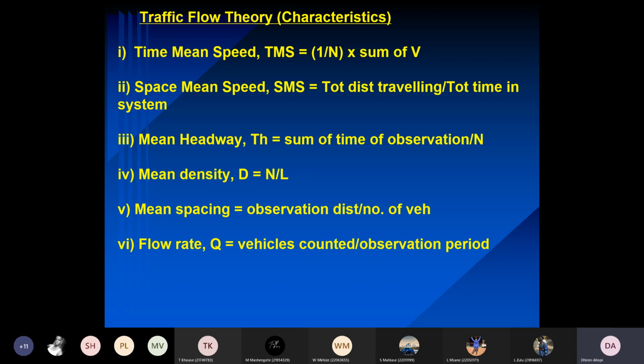Mean headway is given by the sum of the time of observation, depending on what time you observed, and again it will become clearer when we look at an example. So let's say your sum of the time was x seconds, divided by the number of vehicles you're observing. That will give you a headway in so many seconds per vehicle. Remember, your headway is in time, seconds per vehicle.